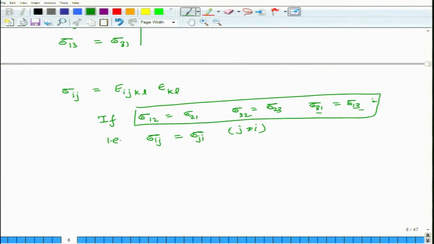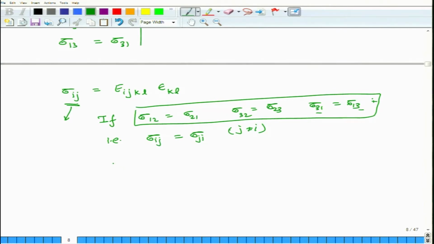then at the end of the day how many equations we will have? This will be 6 parameters only, because now we have only 6 different stresses, sigma 1 1, sigma 2 2, sigma 3 3, sigma 1 2, sigma 2 3, sigma 3 1. All the other stresses are just repeated, right. If we calculate sigma 1 2, we have already calculated sigma 2 1 and so on and so forth.